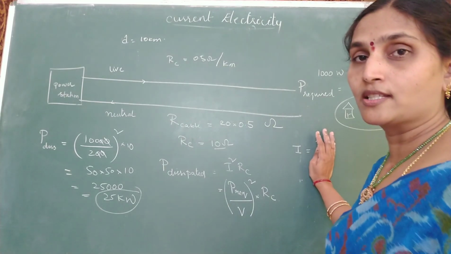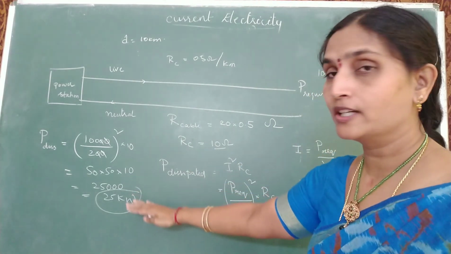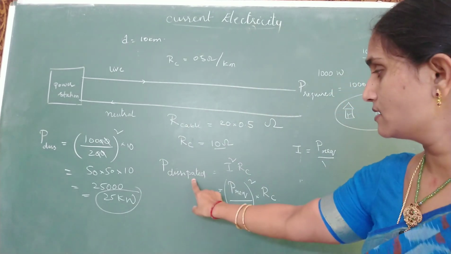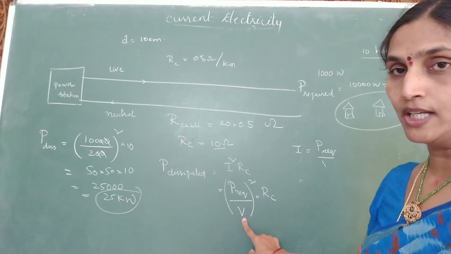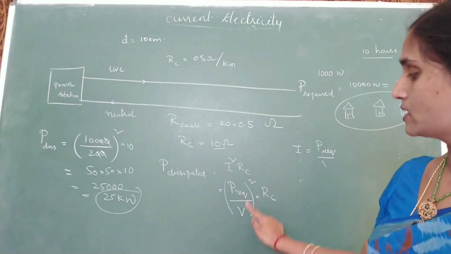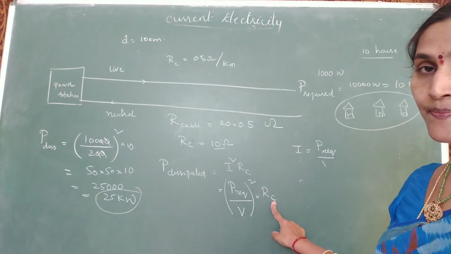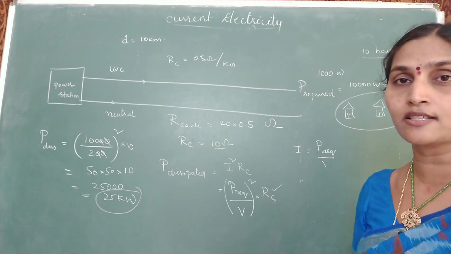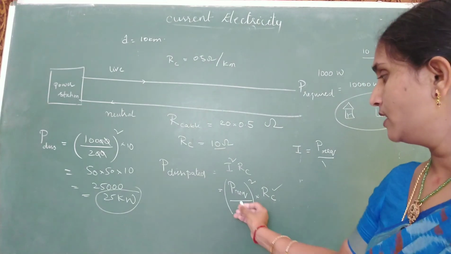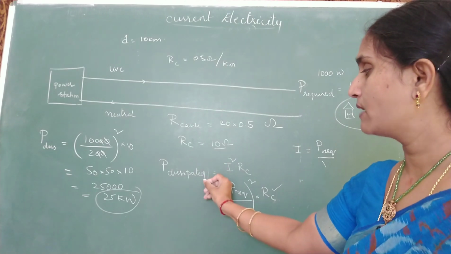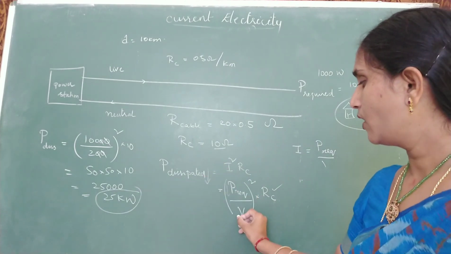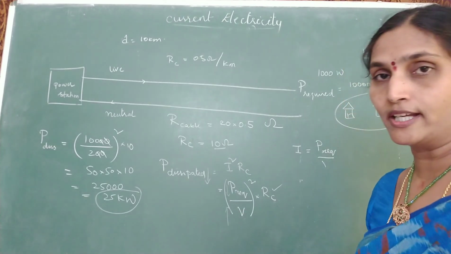So to avoid this, or to decrease the power dissipated, let us see what our options are. This is the formula I have written for power dissipated: power required whole square by V square into RC. RC, I told you already, we took the minimum possible value, so further decrease is not possible. Then what are the two ways to decrease this power dissipated? Either I have to decrease P or I have to increase the voltage.